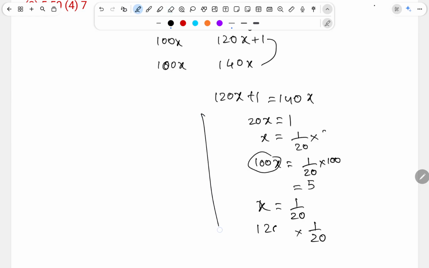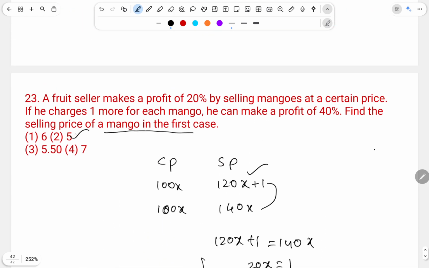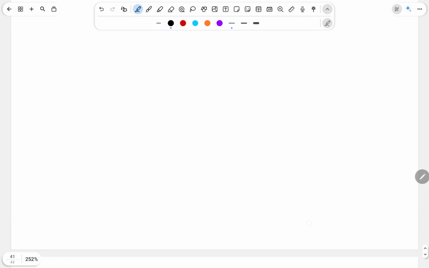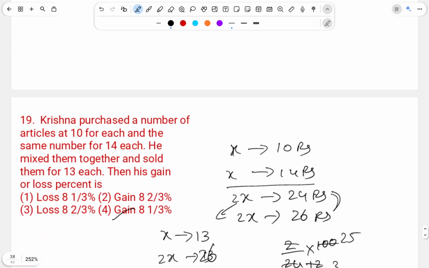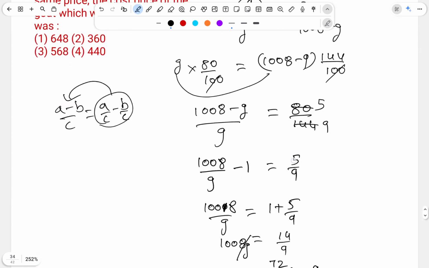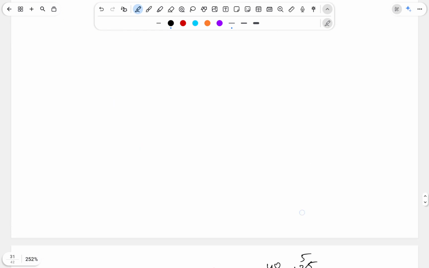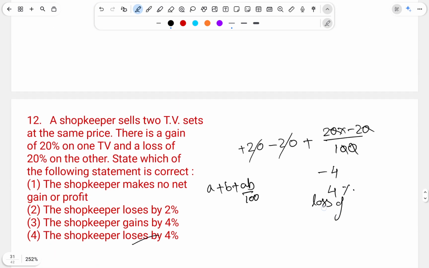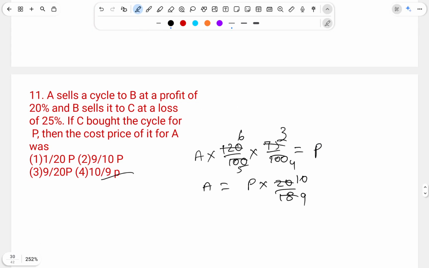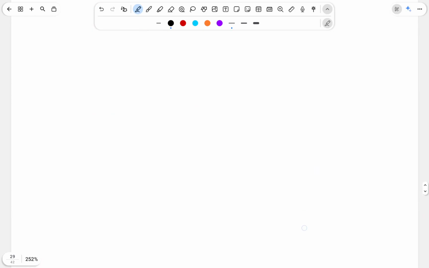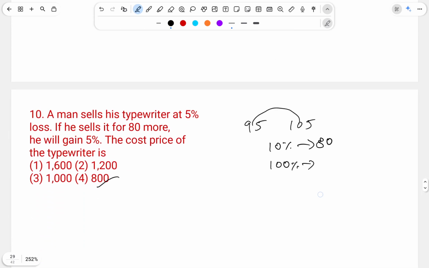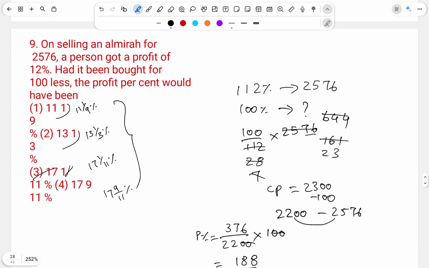Actually, see here I will write x is equal to 1 by 20. But we need 120x. So 1 by 20 into 120. 2 1s, 6. So 6 is our answer. Not 5, 6 is our answer. They're asking selling price of a mango in the first case. Now previously we have left a question that we will solve. So what I am showing you now, as a teacher in the competitive exams, don't go for ego. Ego in the sense, if you are not able to solve a question, then leave it and go back and try to solve it later, if time permits.